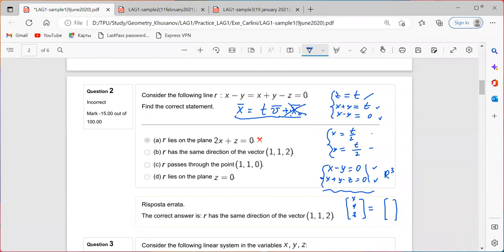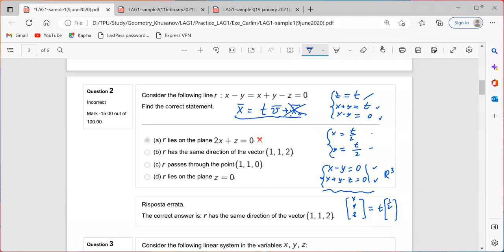The t we always put outside of the brackets, and inside the brackets we put the coordinates of our vector. x equals t over 2, with t outside, so inside we will put 1 over 2.